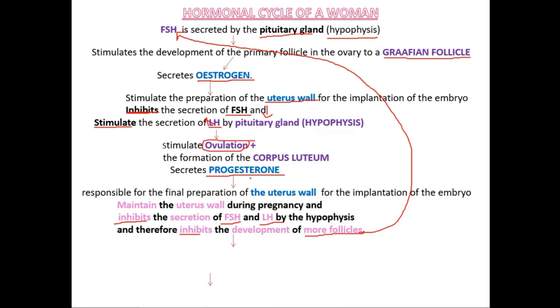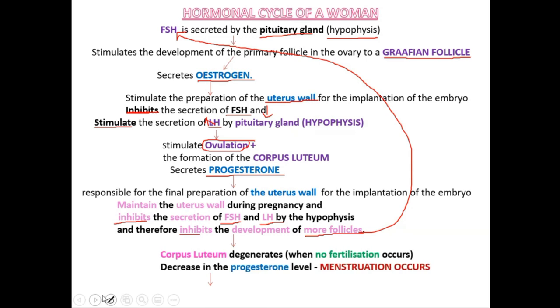Now, progesterone stops that process from happening. Then what happens is the corpus luteum will degenerate if it's not fertilized, and that will decrease progesterone. So as soon as progesterone decreases, the endometrium lining will now break down, and that's going to initiate menstruation, meaning the breakdown of the lining. And because progesterone now decreases, FSH will increase again, and the process will basically start all over again.